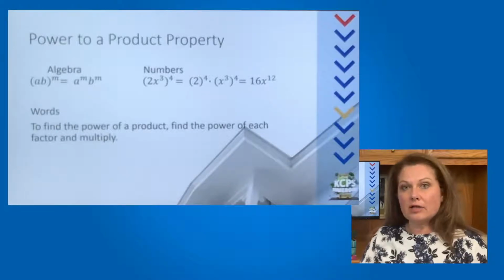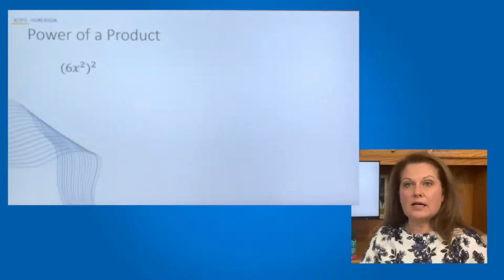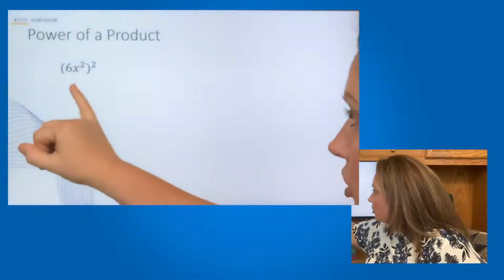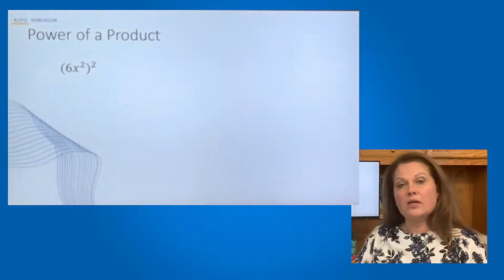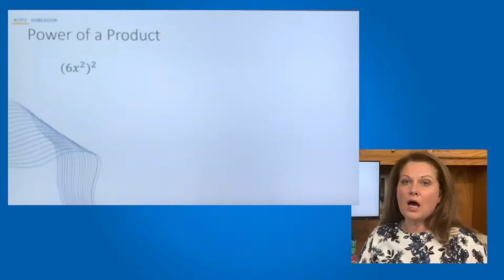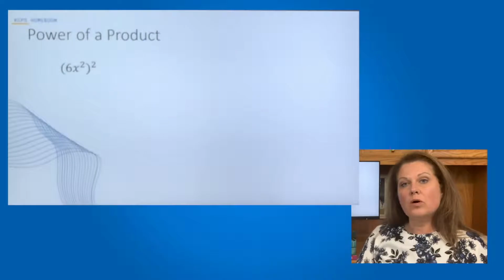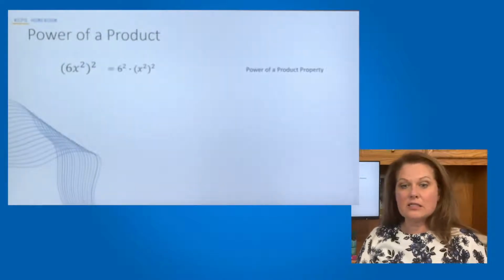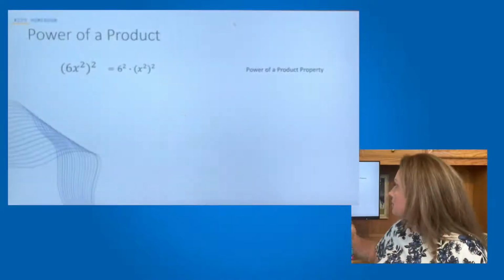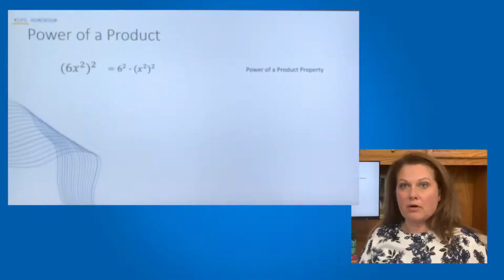Let's take a look at another example. If I have 6x to the 2nd power, you'll notice that my coefficient does not have an exponent. We need to remember that there's an imaginary 1 there. And when we apply the exponent of 2 that's outside the parentheses, we're going to say 6 to the 2nd power times x to the 2nd power to the 2nd power. The explanation for that would be the power of a product property.